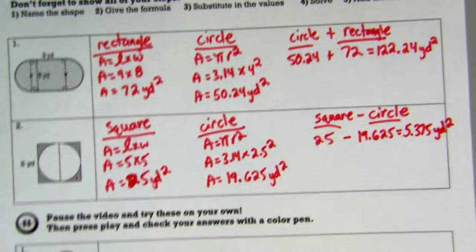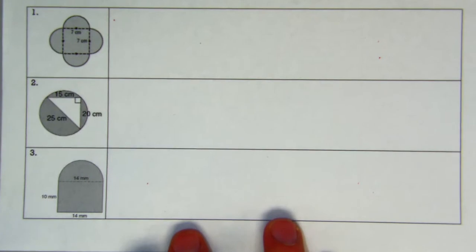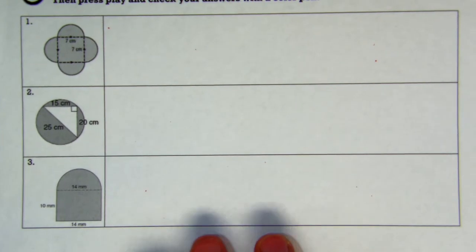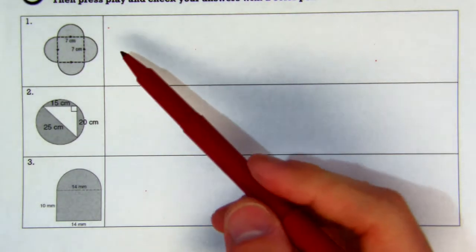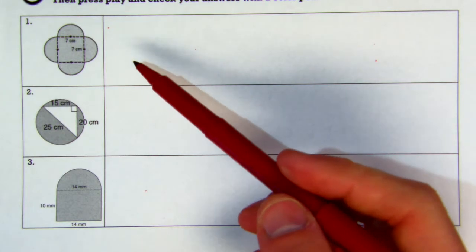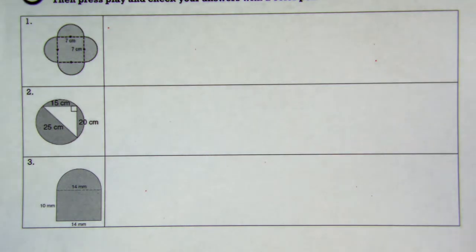Alright, so now you have 3 items to try yourself. Go ahead and make sure you follow the steps by writing the name of the shape, the formula, and then plug your numbers in, and then either add or subtract. And then let's check to see how you did.